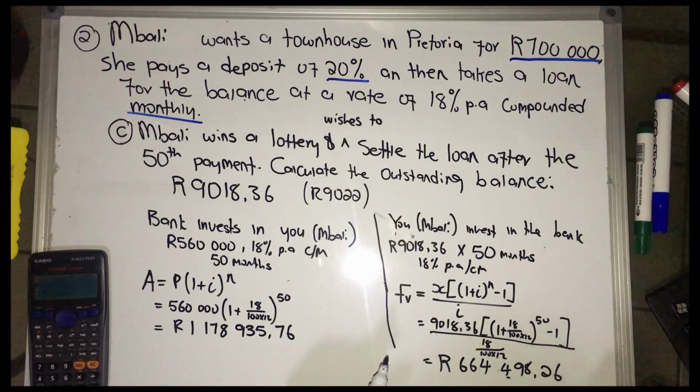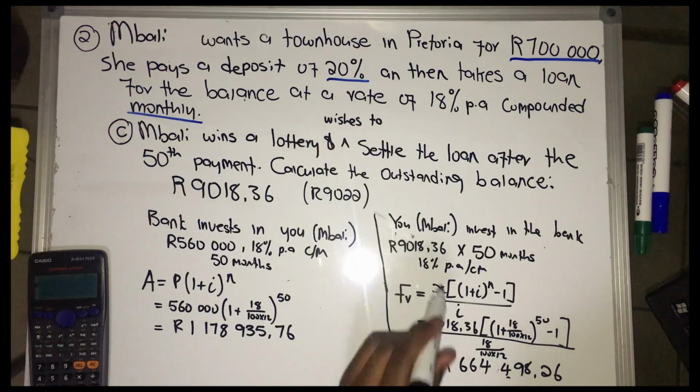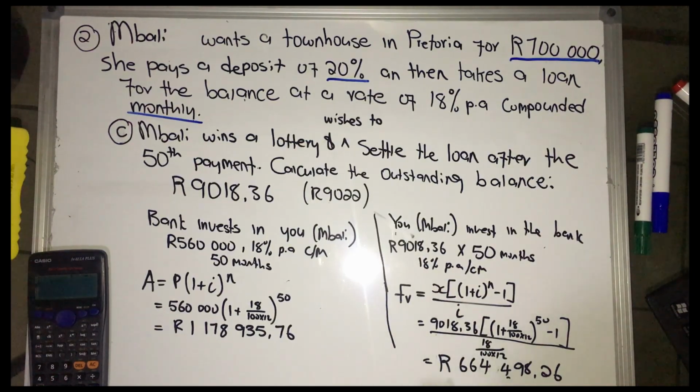If the bank was investing, they just gave you 506,000, and then after 15 months, this is how much you'll be owing them. And again, if you alone have been paying this installment of 9,018 rands for 15 months at the same interest rate, this is how much that would be worth. So now the balance would be obviously the difference between this.